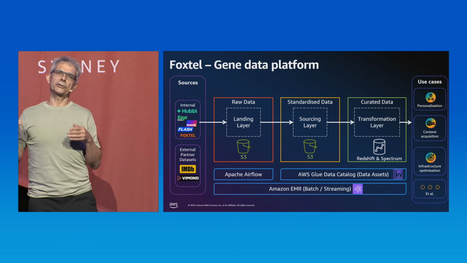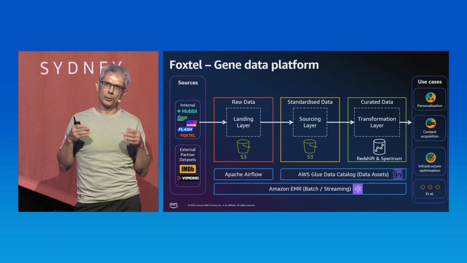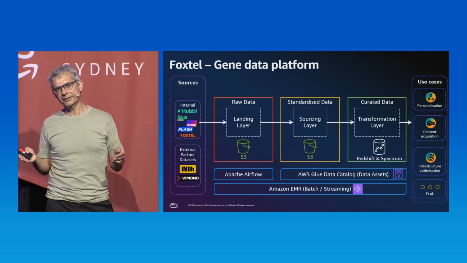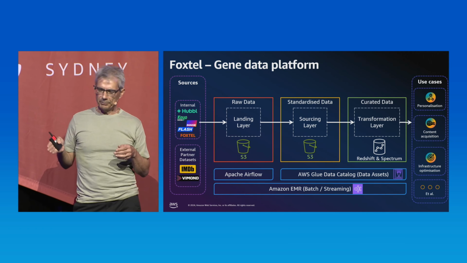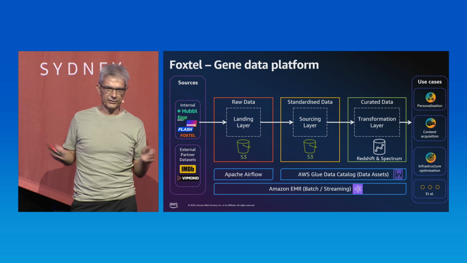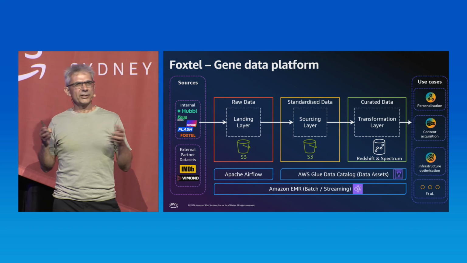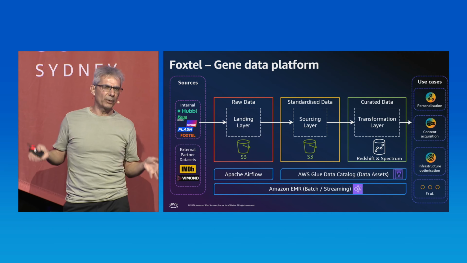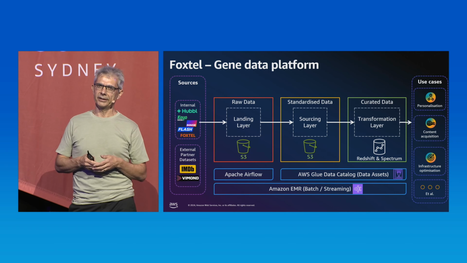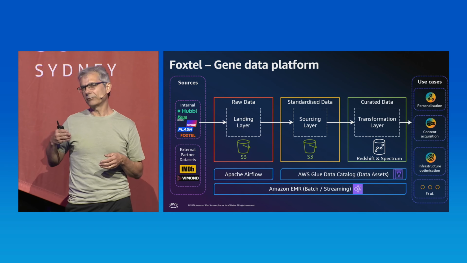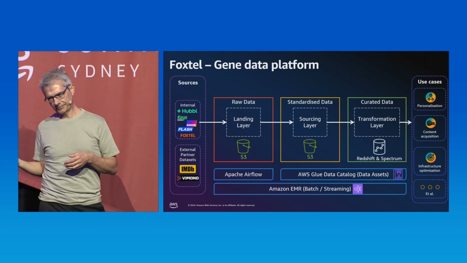Now, most of the transformations within the Gene data lake are performed by Apache Airflow pipelines. And we actually have over 7,000 pipelines that run daily within the Gene data platform. Gene's currently managing about 3.6 petabytes of information, and this is growing at a rate of about 200 terabytes per month.